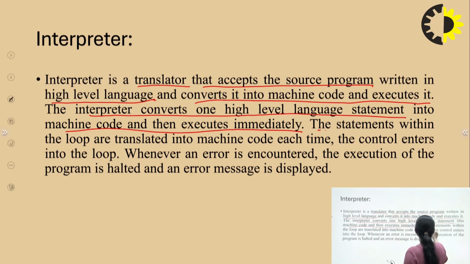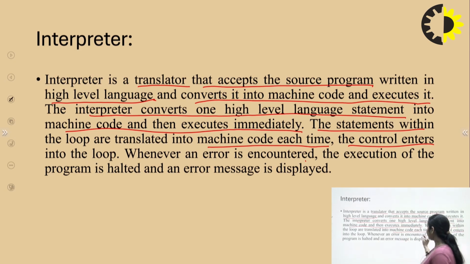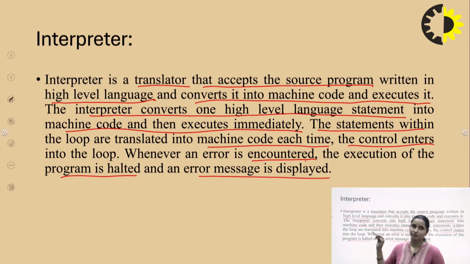The statements within a loop are translated into machine code each time. If there is a loop, then the statements within that loop are translated every time the control enters the loop, right? Now comes the error part. Whenever an error is encountered, the execution of the program is halted and an error message is displayed. What was there?